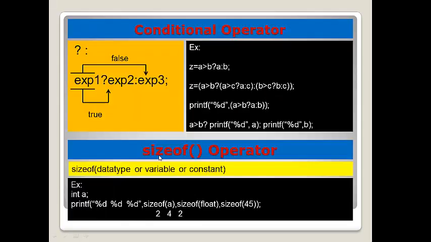Another type is the conditional operator. The question mark and colon form the conditional operator. It is also called the ternary operator because it operates on 3 operands. The form is expression 1, question mark, expression 2, colon, expression 3. If expression 1 is true, expression 2 is executed. If expression 1 is false, expression 3 is executed.